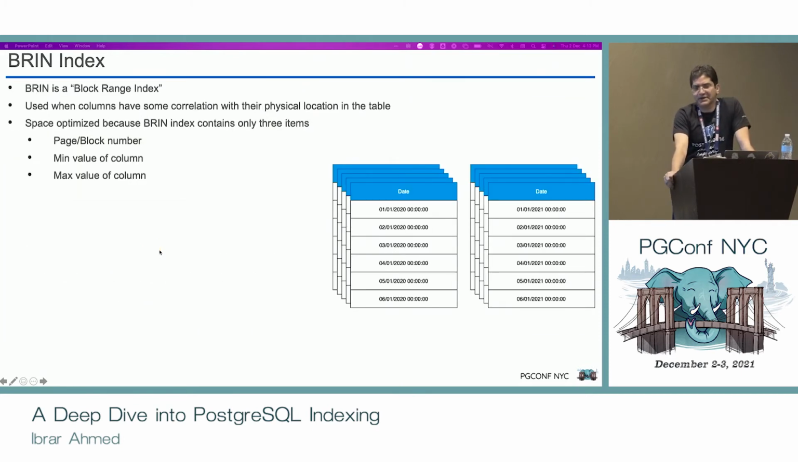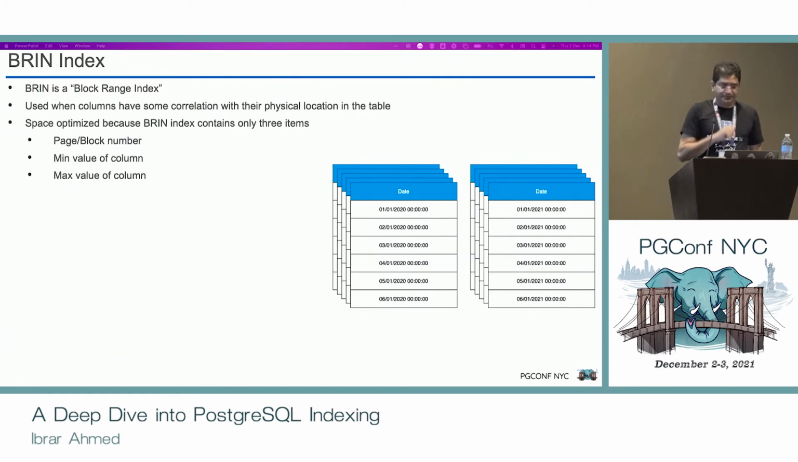BRIN index is a bit of a newer index. This index saves space in your index. If your data has a correlation with the physical disk location in the table, then this index will work. Like if you have data like a serial number, 1, 2, 3, 4, 5, 6, 7, 8, 9, 10, then it has a physical correlation with the physical disk. If you have data like January, February, March, April, May, June, July, it's relevant.